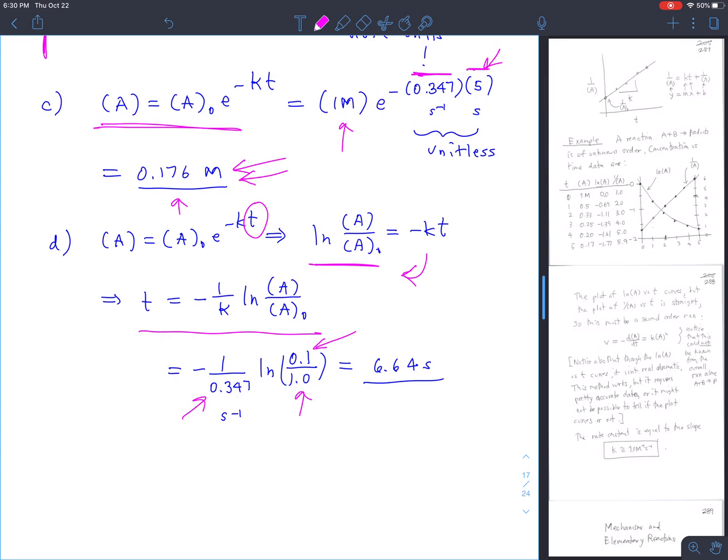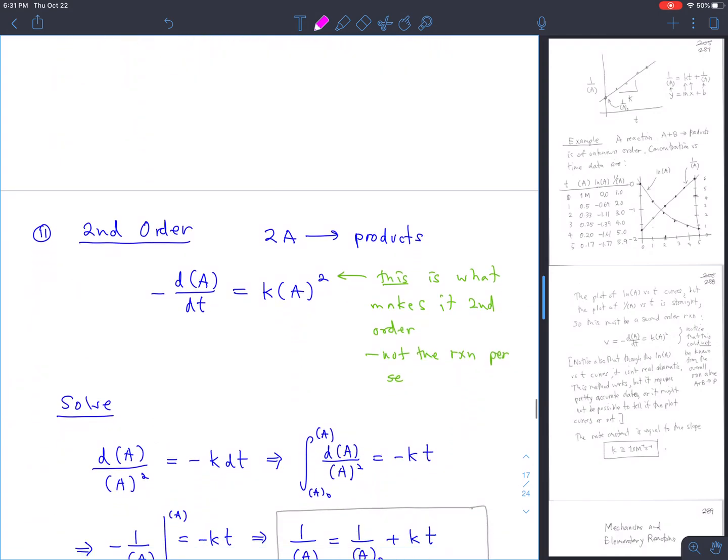K is 0.347, and that gives us, notice the minus sign here goes away because this logarithm is of a number less than 1, and so it's also negative. That gives us 6.64 seconds, which makes sense, right? It's a bit longer than our 5 seconds up here. All right, that's the first order case.